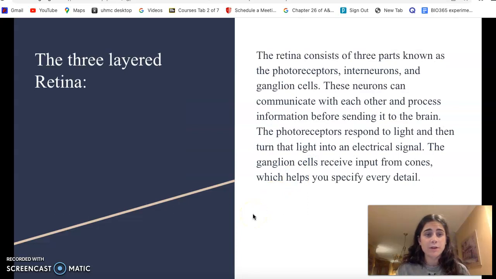The three-layered retina. The retina consists of 3 parts known as the photoreceptors, inner neurons, and ganglion cells. These neurons can communicate with each other and process information before sending it to the brain. The photoreceptors respond to light and then turn that light into an electrical signal. The ganglion cells receive input from cones, which help you specify every detail.